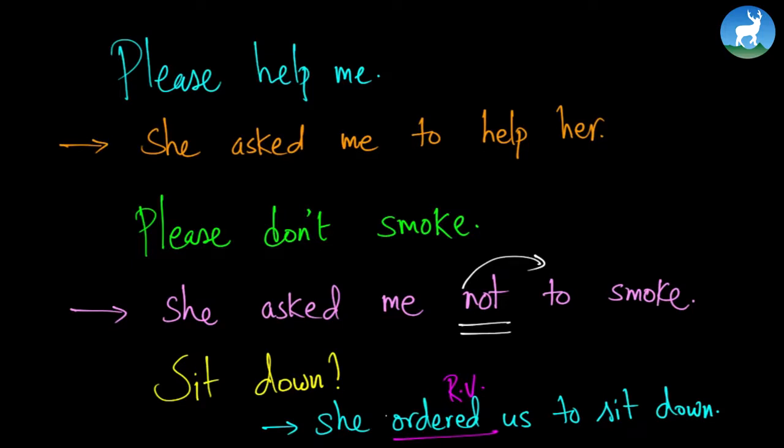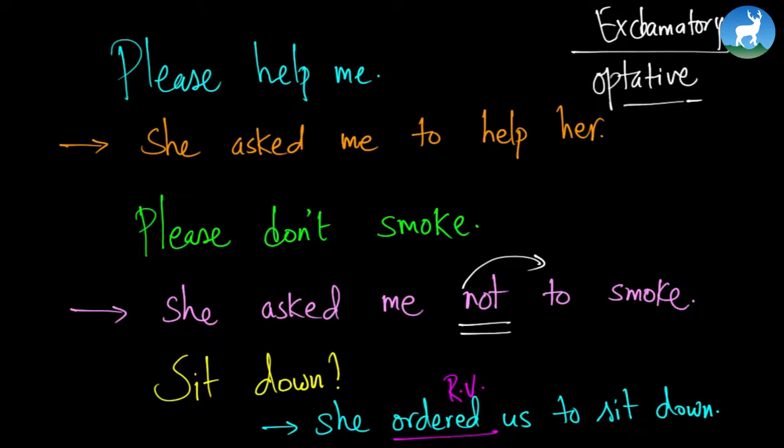Now, finally, let me talk about something called time expressions. I am leaving exclamatory as well as optative sentences, because these sentences are not included in your course curriculum. So I am leaving them. You can always self-study. So if you are so much interested in learning about direct and indirect speech, obviously you can do a bit of self-study here.